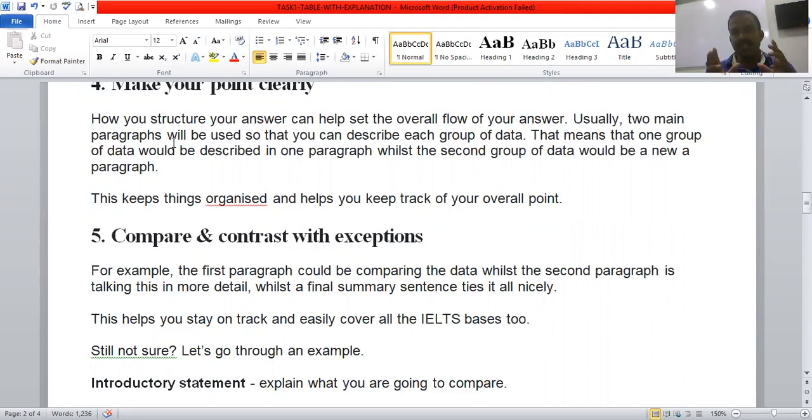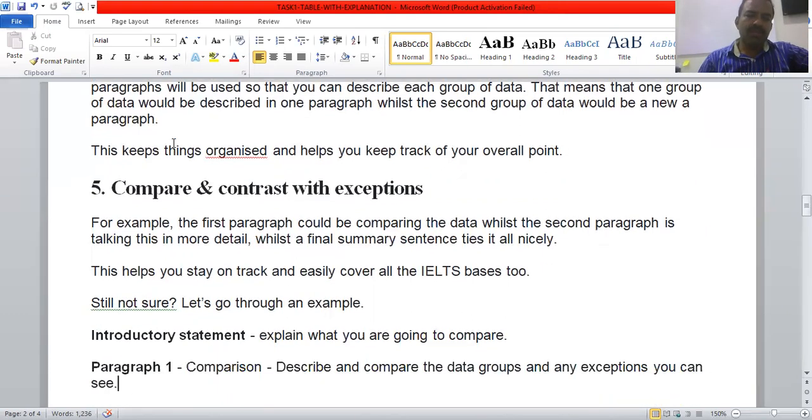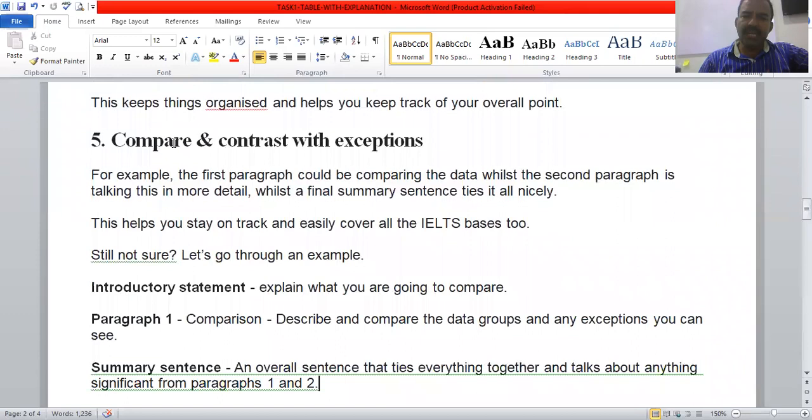And after making these two groups, you will manage them. Okay. Here, compare and contrast with exceptions. So compare and contrast is the most important element of graph writing. For example, the first paragraph could be comparing the data, while the second is taking this in more critical detail, while its final summary sentence ties it all nicely.